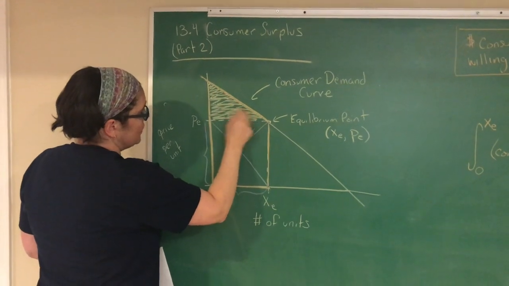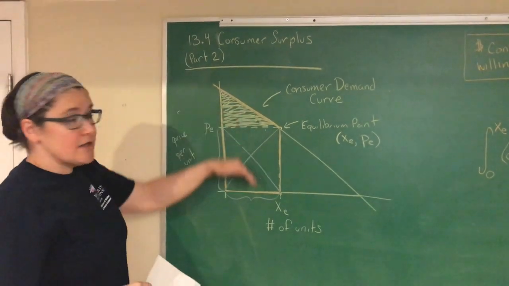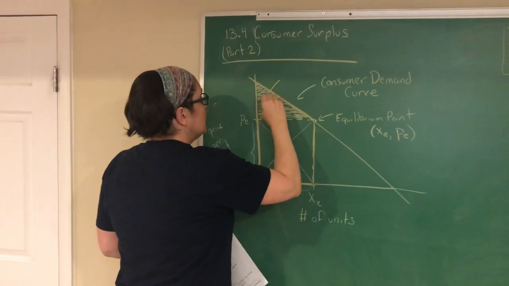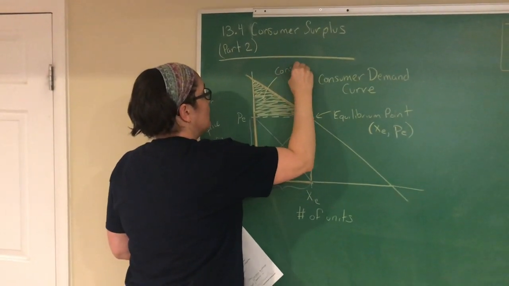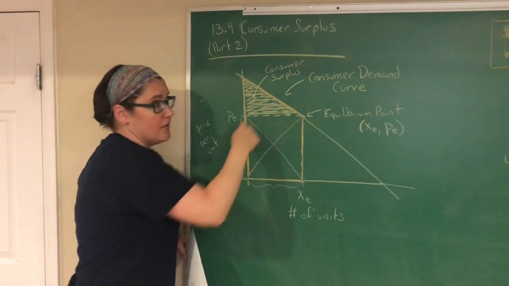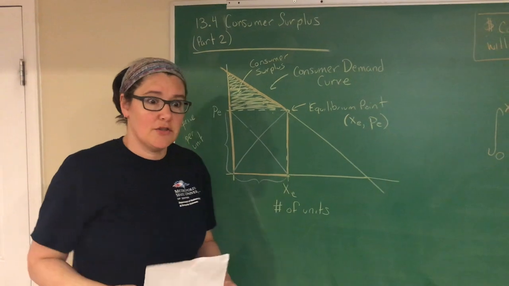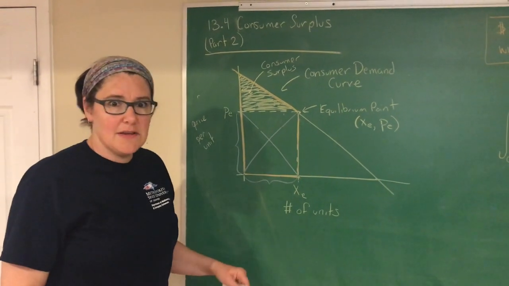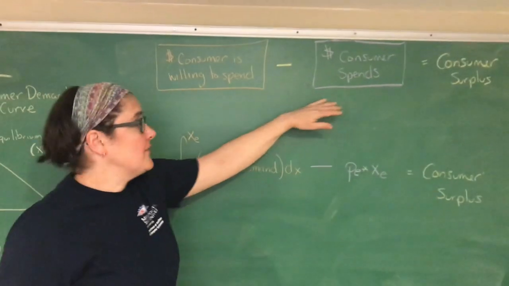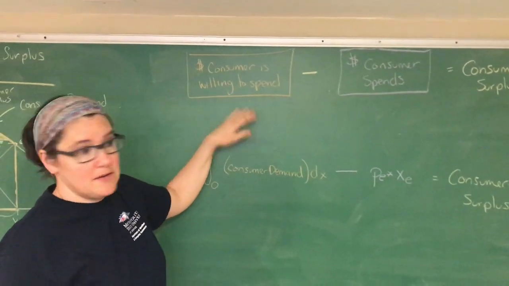And this triangular region, the portion below our demand curve but above this rectangle, that is our consumer surplus. And that area represents the amount of money that the consumer feels they have saved by spending this much after they were willing to spend this much.